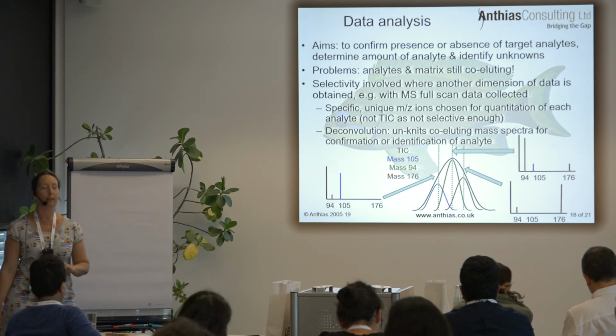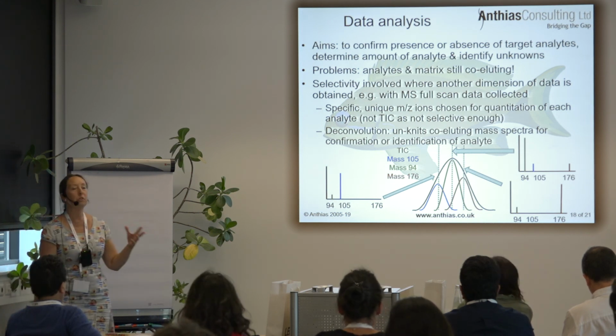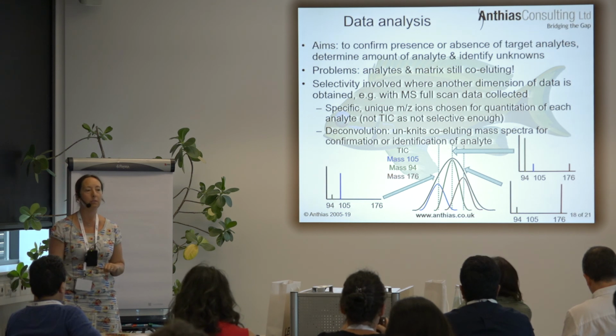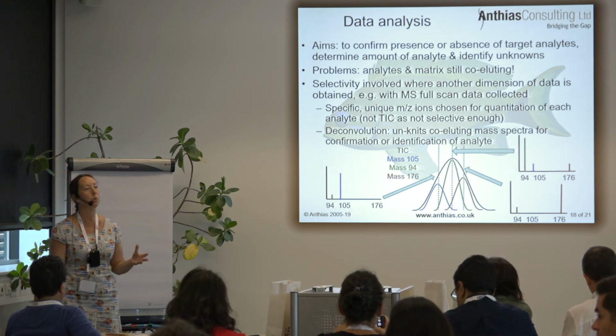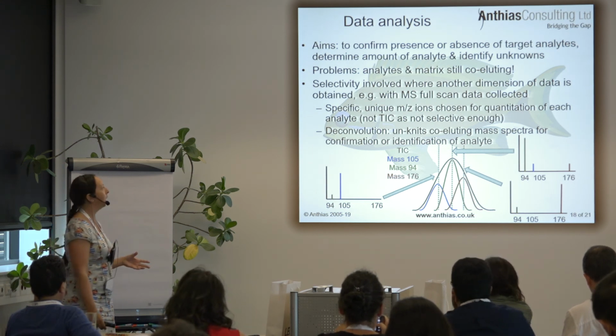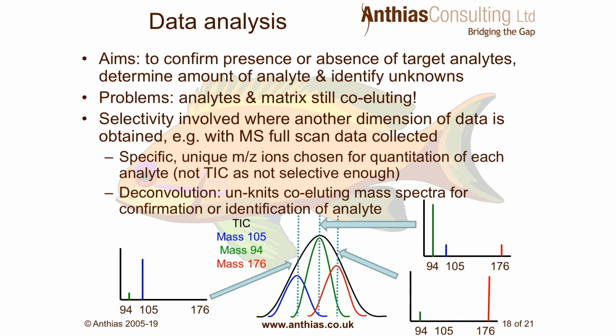Finally, data analysis. So here we want to be confirming the presence or absence of our compounds, and we might be wanting to identify unknown compounds. So problems could be that our analytes and our matrix are still co-eluting. Again, some of the presentations we've seen over the last 2 days mentioned that even with GC×GC, they still might be getting some co-elutions.